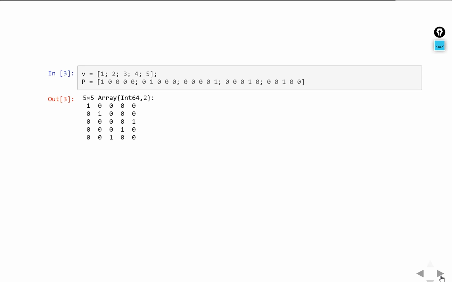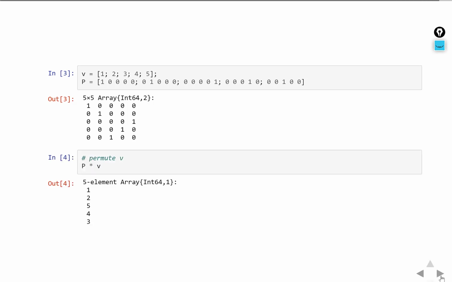Now we can verify this numerically in Julia. We define our V matrix and then our permutation matrix P, and we permute V by multiplying it by P from the left. And now you can see that 5 and 3 are swapped.